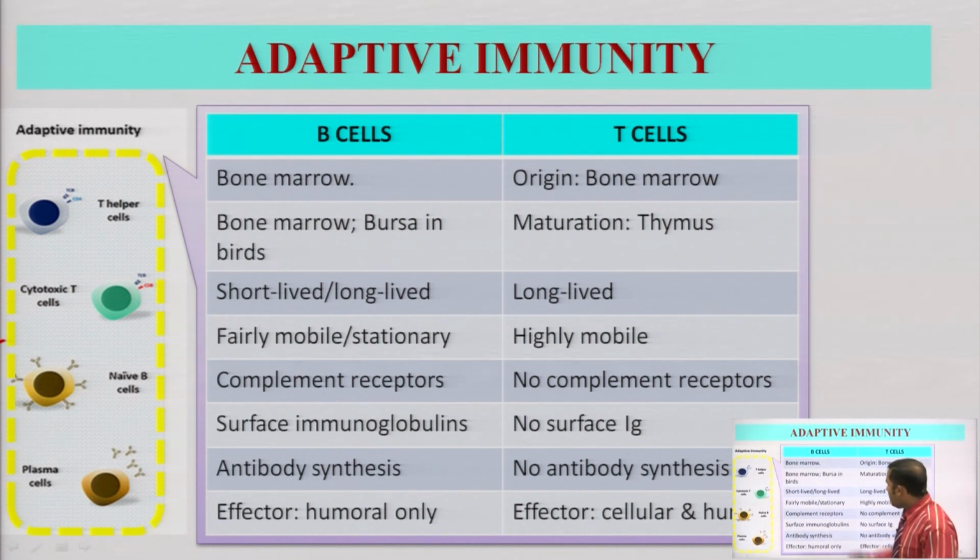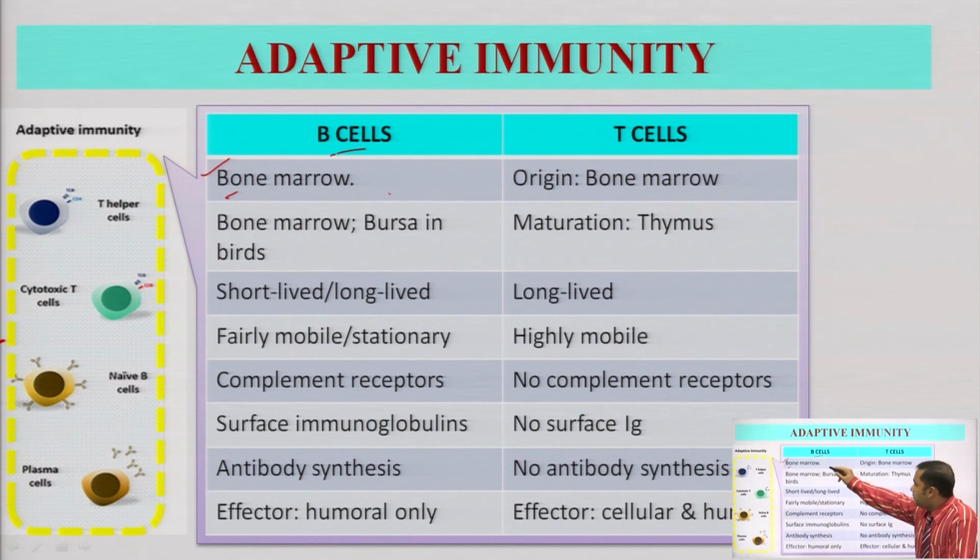B cells are generated from the bone marrow. In your upcoming time, as a student, many times you will get confused between B cells and T cells. So what is the solution? B for bone, B for B cells. Remember it like this.